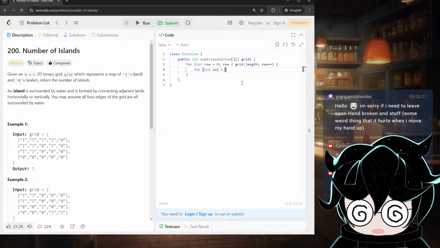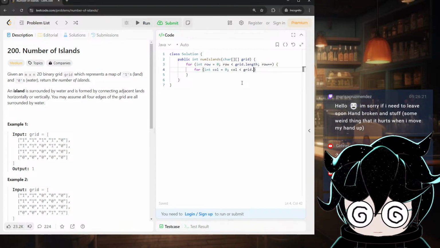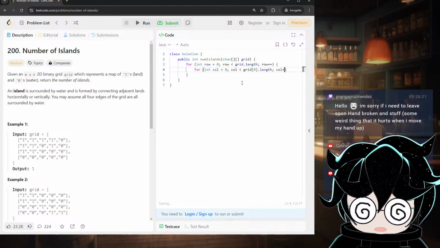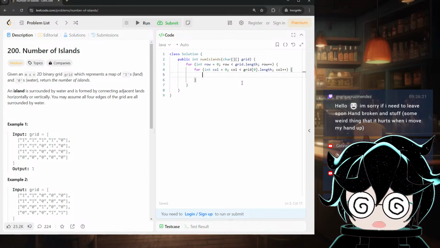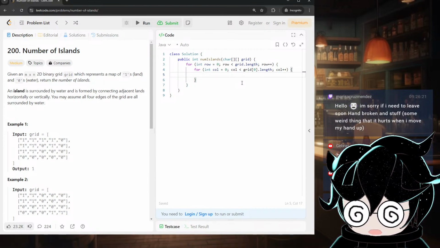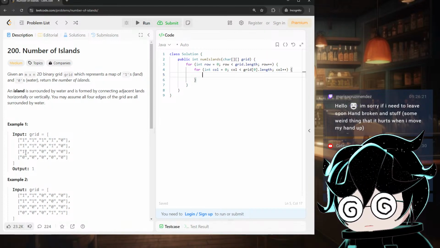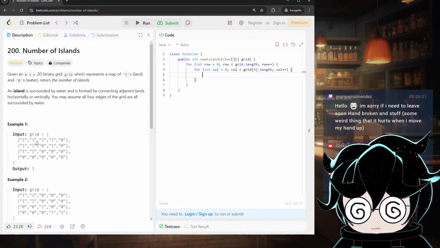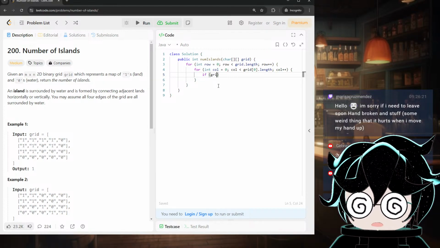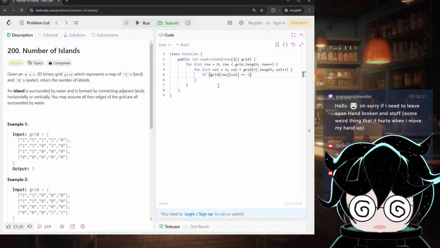Int column is equal to 0. Column is less than the first row's length, column++. Okay, so now we're iterating through everything. Again, we're doing this in place, right? We're marking it as 0 if we've already visited it. 0 is just don't visit. So if the grid at row, column is equal to 1, meaning we can visit it.